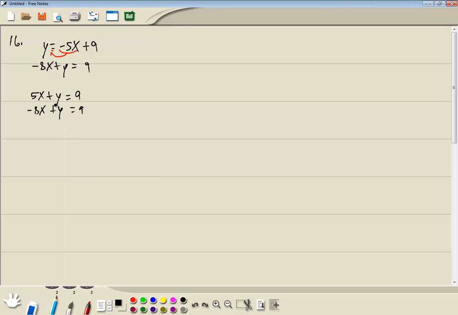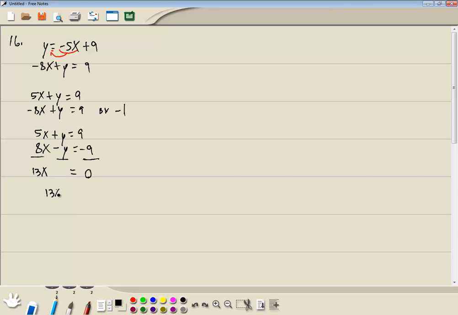Well, I want to eliminate one of the variables. Probably y is the easiest. So I'll multiply this second equation by negative 1. So we're going to have 5x plus y is equal to 9. Negative 1 times negative 8x is a positive 8x. Negative 1 times y is negative y. Negative 1 times 9 is negative 9. Add them. 5x plus 8x is 13x. y minus y drops away. 9 minus 9 is 0.